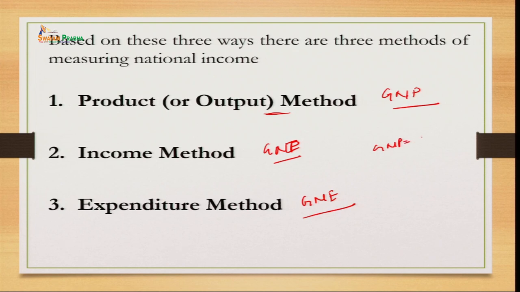Ideally it should be equal, GDP should be equal to GNI, and it should be equal to GNE, right? It should be equal, but they are not in the real sense, because every method has its own advantages as well as disadvantages. So ideally we are not getting the same figure, but whatever the way we are using for the calculation of national income, we should be getting a similar figure, because we can calculate it either by the product method, by looking at whatever the production has taken place in the economy, or whatever the income has been generated to the people, or what expenditure they have made in the economy, right?